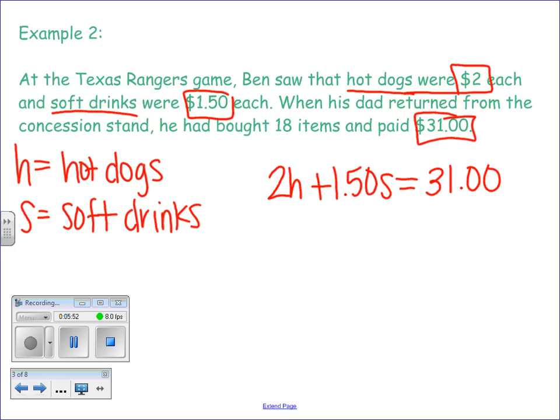Miss Sokolowski, do I have to start out with that equation? Because I see a different equation in there. Could I start with that one? Yes, of course.